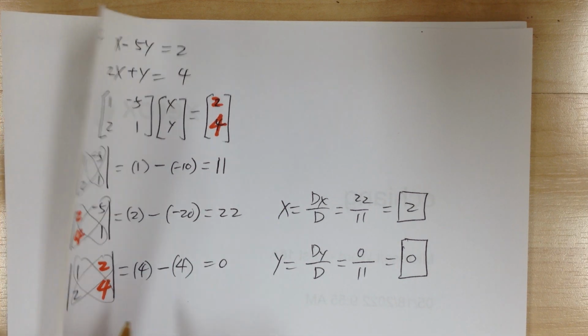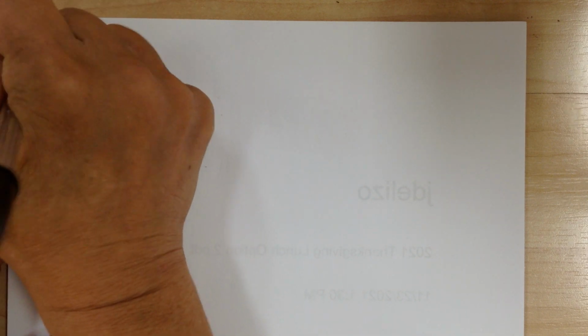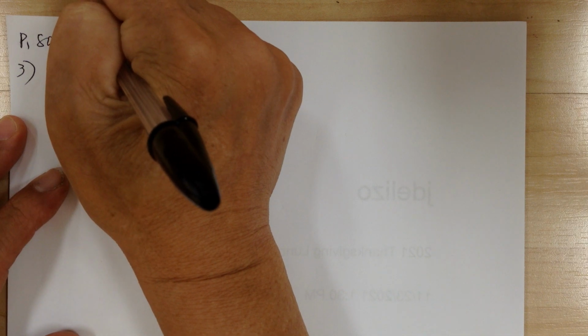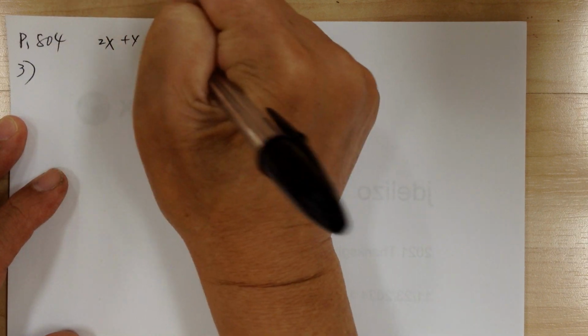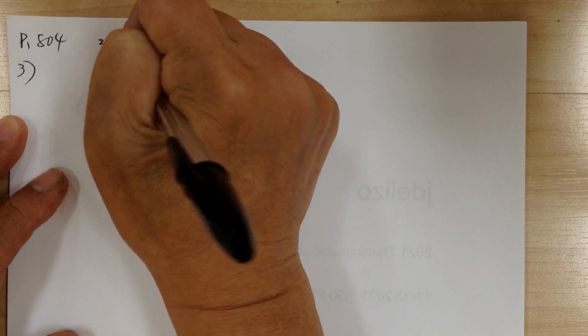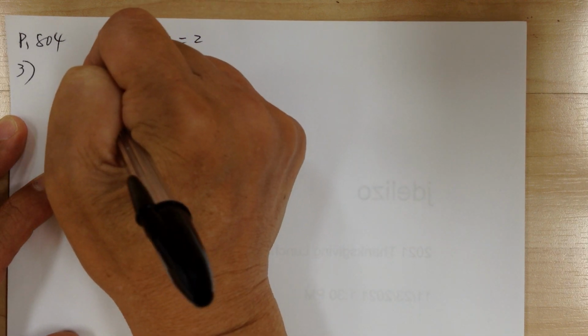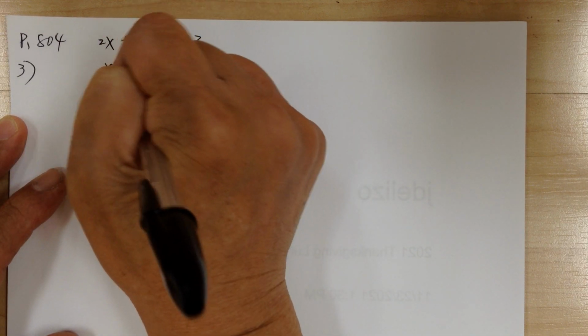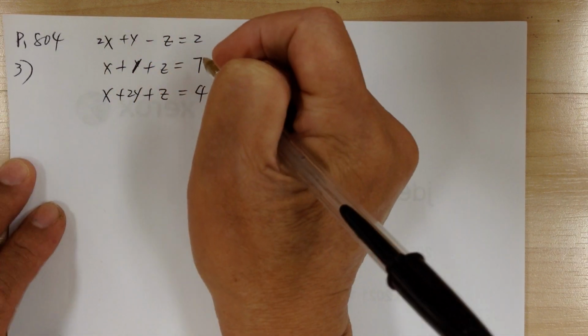Okay, let's go to the next one. Okay, so this one has 3 equations. So you got 2x plus y minus z equal to 2. You got x plus y plus z equal to 7. Then you have x plus 2y plus z equal to 4.